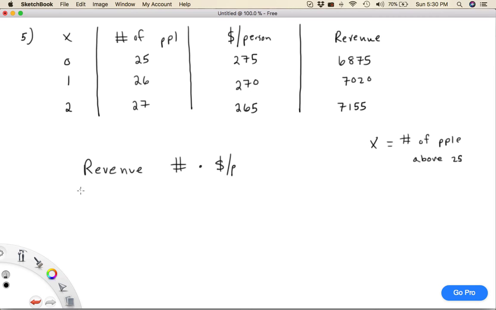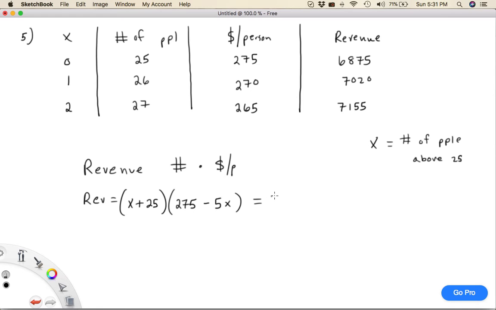So really, if we want to put our revenue in terms of X, the number of people is actually going to be X plus 25, right? And the dollars per person is going to be $275, so that's the starting cost, minus 5X, right? Because it's minus $5 for each person above 25 people. So this should tell us our revenue. We probably need to FOIL this out because we're about to find its derivative anyways.